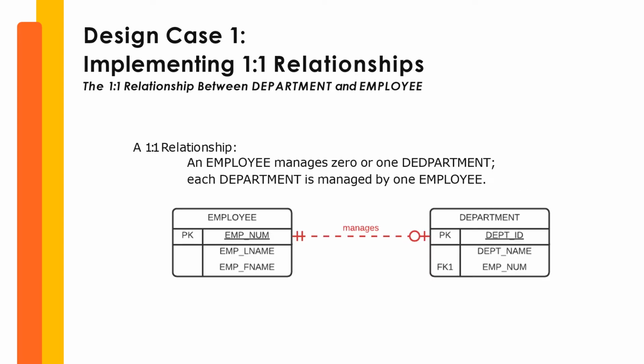Here we have an example of a one-to-one relationship wherein one side is mandatory and the other side is optional. And as you can see, what we have done here, we took the primary key of the mandatory side and placed it as a foreign key in the optional side, which is the department.